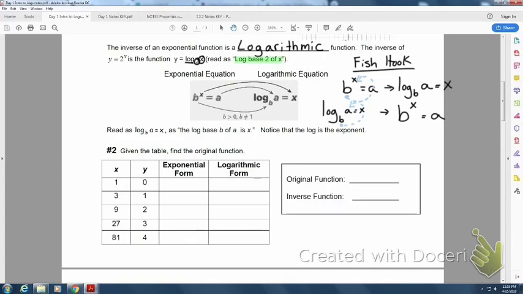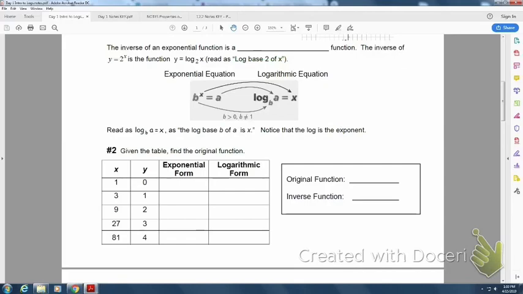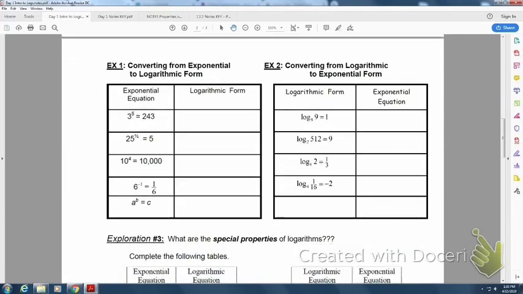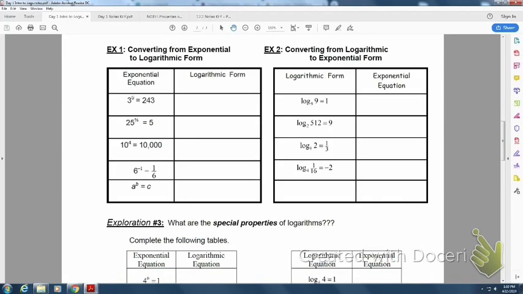Alright. This table down here I don't really like, so we're not going to do it. Go ahead and go to this. And this is all we're going to do right here, is go from exponential to logarithmic and logarithmic to exponential. Okay?